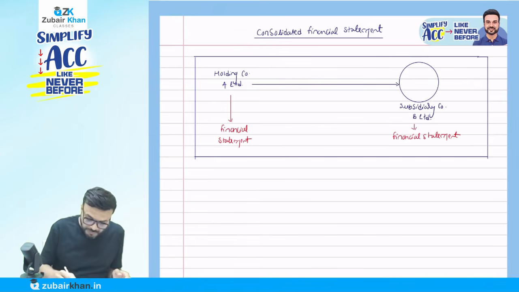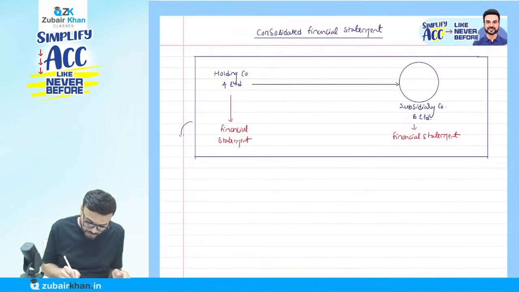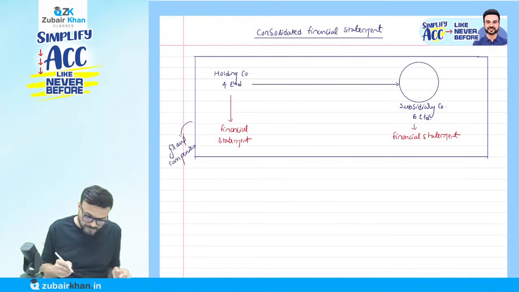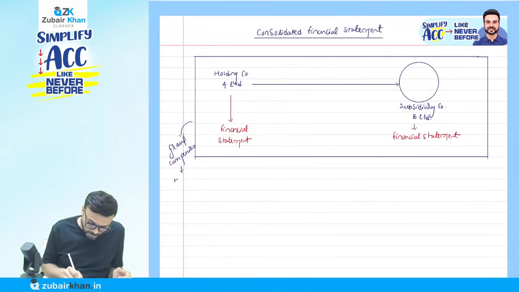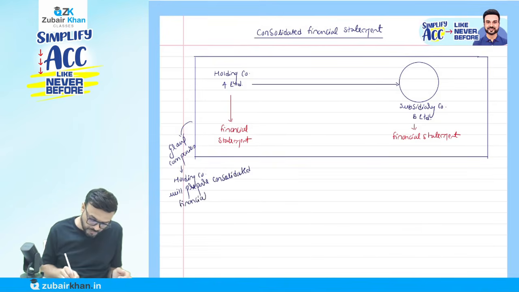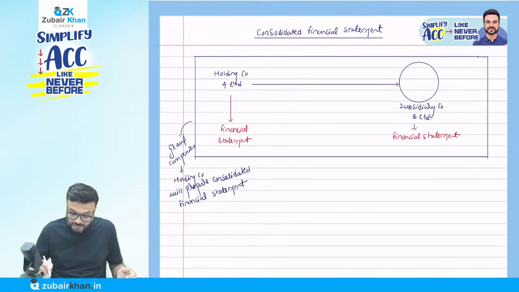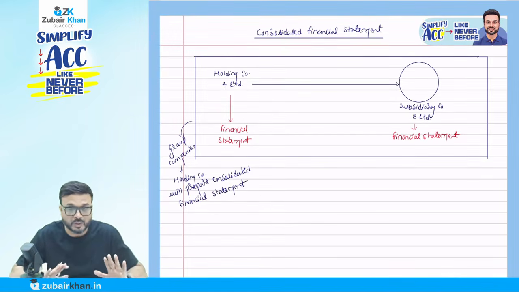So this is a group. We call them group companies also. Group companies, here A Limited and B Limited. So what will happen here now? The holding company will prepare the consolidated financial statement. You got the point? Who is going to prepare the consolidated financial statement? The holding company is going to prepare the consolidated financial statement.